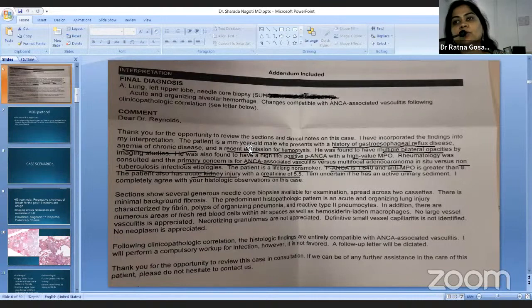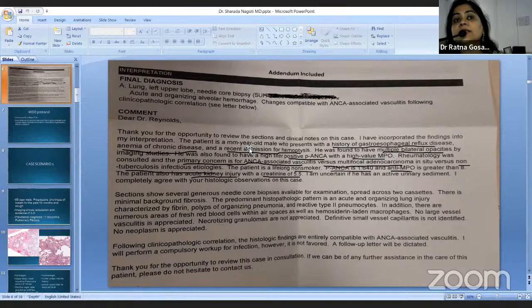See, one thing you have to note is that first the impression is given, that is the acute and organizing alveolar hemorrhage, and the probable underlying etiology is also mentioned in the impression. Here it is changes compatible with ANCA-associated vasculitis.